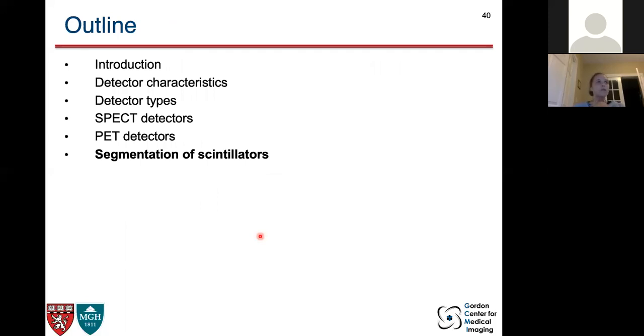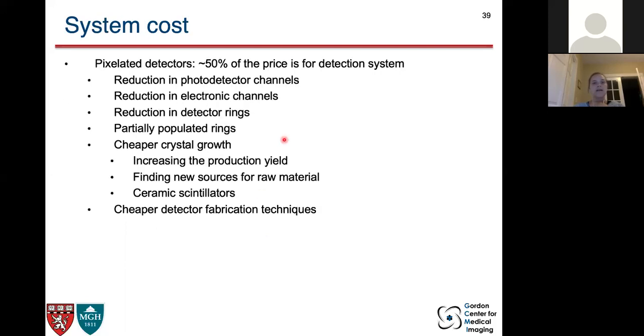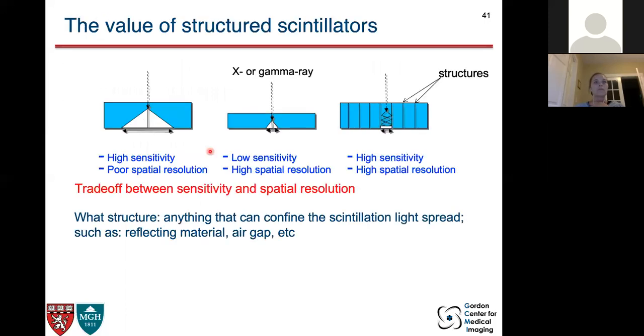So finally, I will just briefly talk about scintillator segmentation, because as we saw, anything that we can do to reduce the cost here is good. And we know that in order to have high sensitivity and high spatial resolution, we want to have structured scintillators, meaning instead of just one big slab of scintillator material, we want something that confines the light so that we can increase the spatial resolution without sacrificing sensitivity.